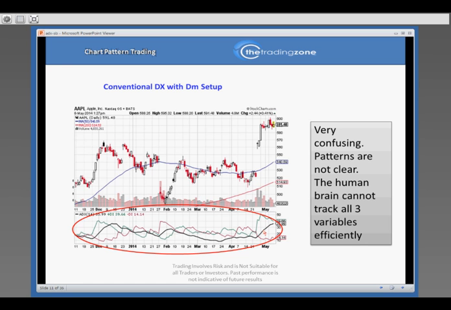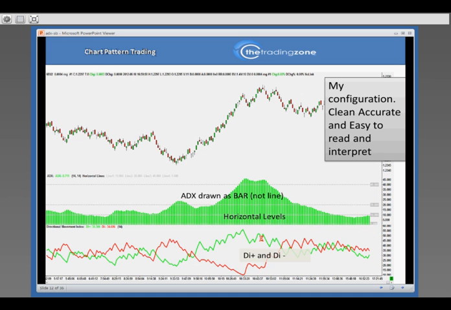We have all the components, right? We have the ADX line, which is the solid black one, measuring pure strength. And we have a representation of the buyers on the green line and the sellers on the red line. But the way it's configured out of the box, I find it adds complexity. So I played around with it over the years, and I came up with something that looks and feels much better and really resonates with me. My configuration is clear, clean, accurate, easy to read, easy to interpret.